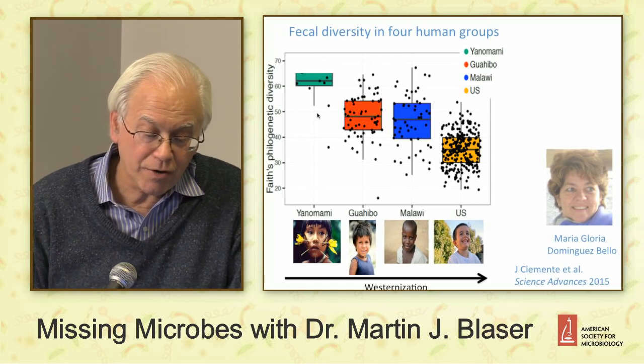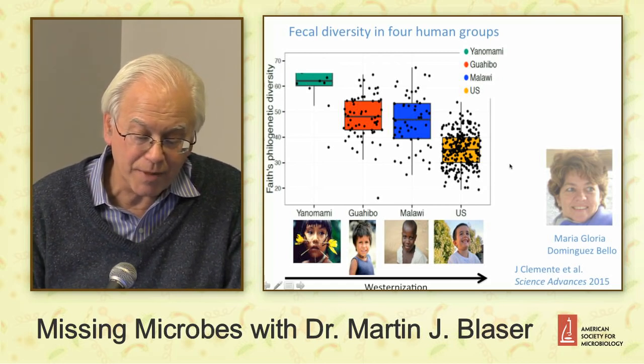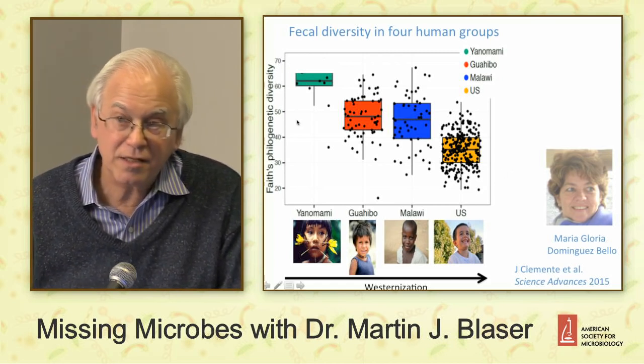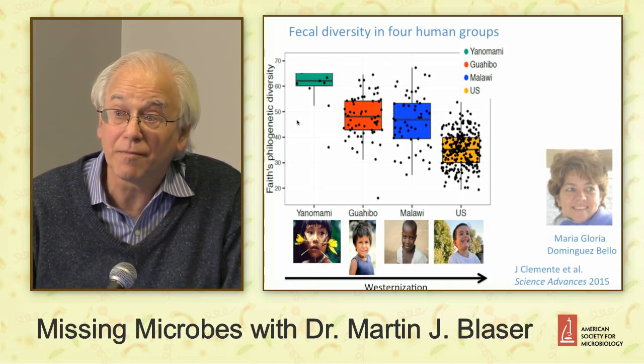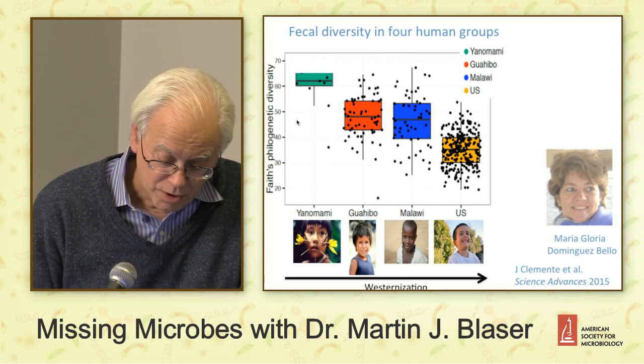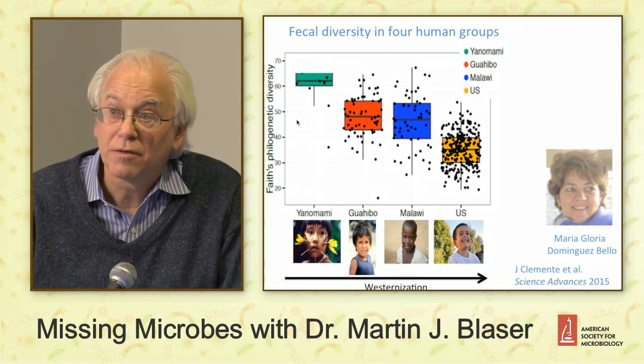And if you compare the amount of diversity in the Yanomami and the people in the US, it suggests that we've lost about half of our diversity already. So the question is, firstly, is it true? And second, if it's true, what are the consequences? Is this just an academic point, or could there be consequences?